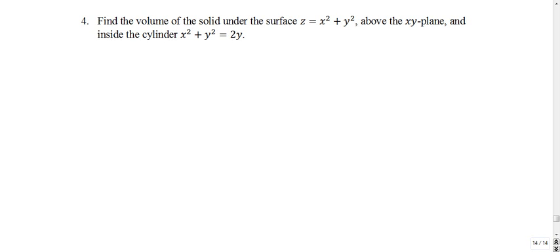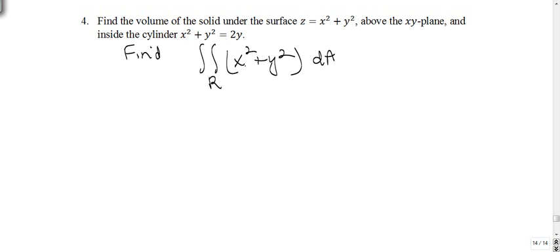Now, look at this question. The volume under the surface, so it's under the surface z equals x squared plus y squared. Remember when we first defined volume using double integrals, the surface that it's under is what you're integrating. So we need to find the double integral over R, and we'll do the R in a little while, of x squared plus y squared dA. That's what we want to do.